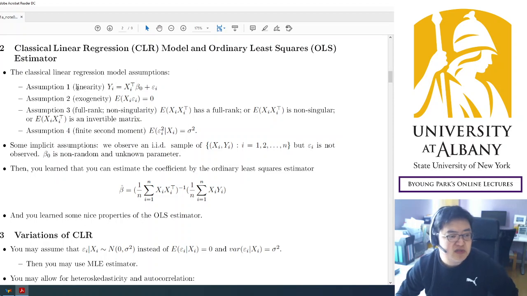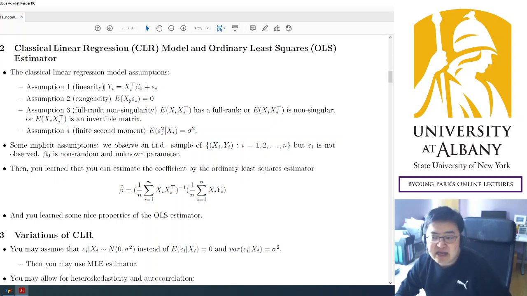So the first assumption is linearity. It is an implicit assumption that y is generated by this linear function of x. So the x is linear, and also the error term is additively separable, and everything is linear in x. Obvious. And the second assumption is the exogeneity assumption, which means that x and epsilon are uncorrelated.